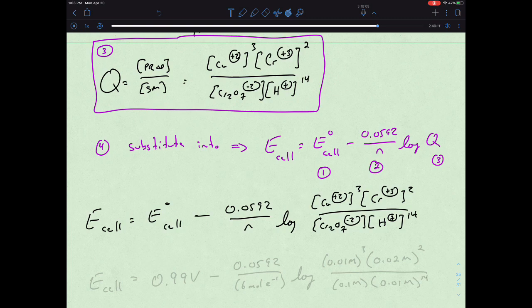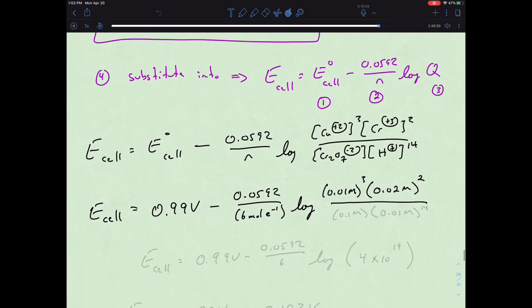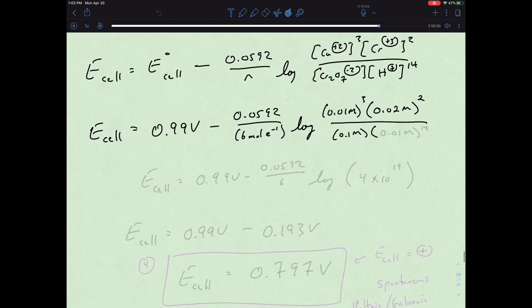So here's where I'm now just substituting these values in from above. Our cell potential at standard state was 0.99 volts. We realized that the transformation involved 6 moles of electrons. And now we have the log of this ratio, and now we're just plugging in the specific concentrations. Our copper was 0.01 molar, that quantity cubed. Our chromium was 0.02 molar, that quantity squared. Our dichromate was 0.1 molar, and our proton concentration was 0.01 molar to the 14th. Don't worry about the units of molarity, just plugging in those values.